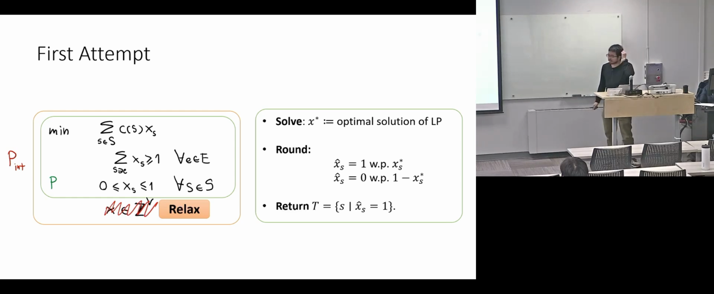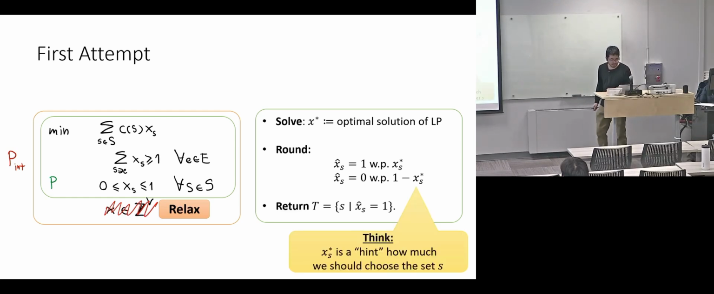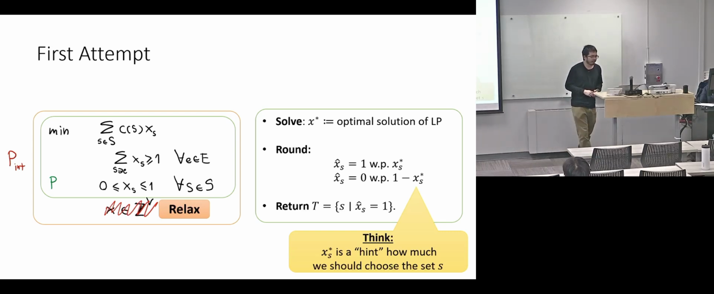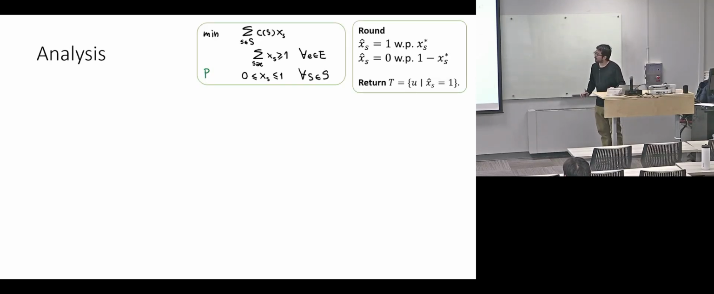Okay. So that's it. I just think of x star S as a hint of how much we should choose it. Okay, let's try to analyze. It will not work yet though. First, analyze the cost. So the cost is what?